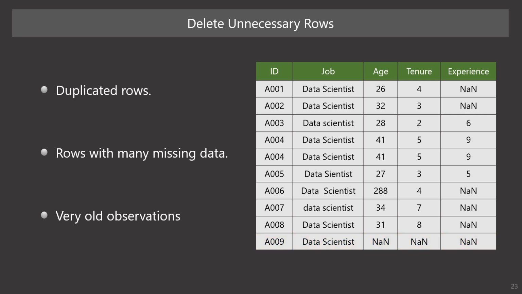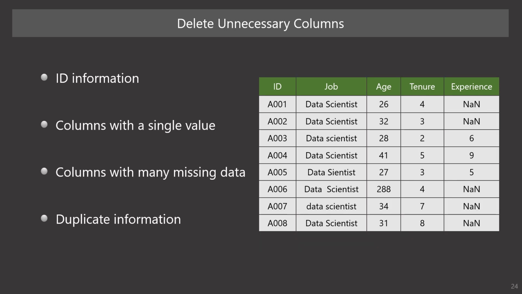Moreover, in some cases, we should delete very old observations. For instance, in customer data, a customer who purchased our products 20 years ago but has not visited our store since then can be deleted because the person may be no longer our customer. Moreover, in many cases, our products, services, and channels have changed significantly in the past 20 years. Now we have a clean dataset, deleting the duplicated row and a row with many missing data.